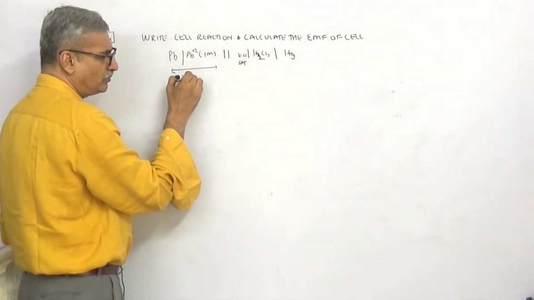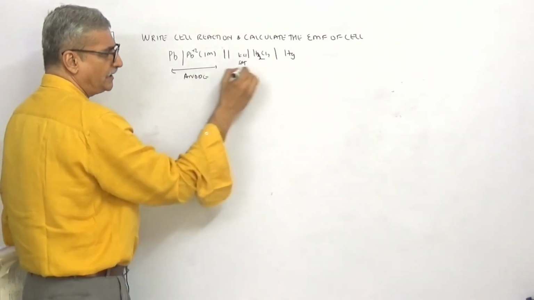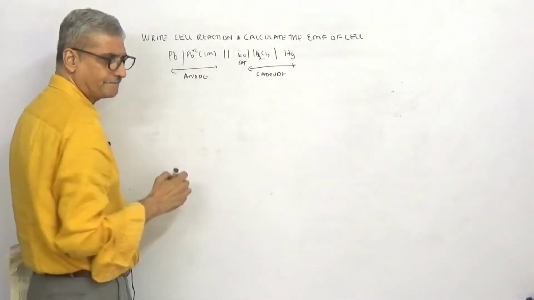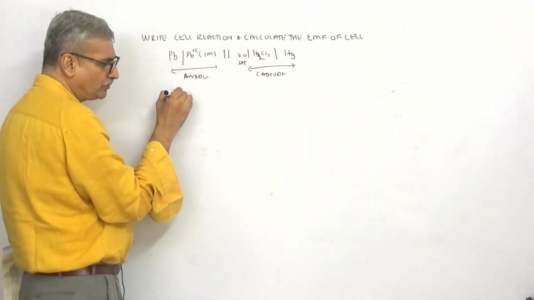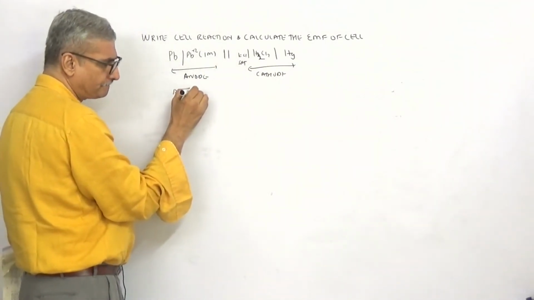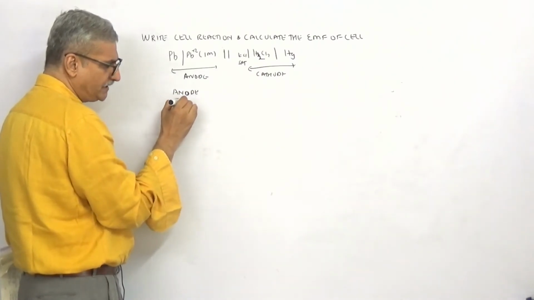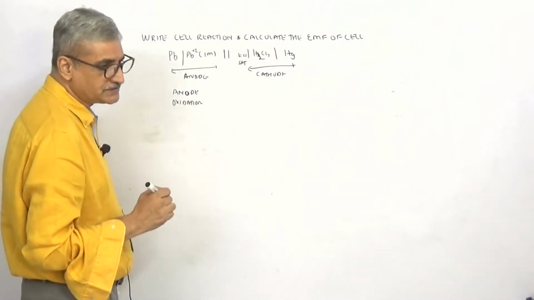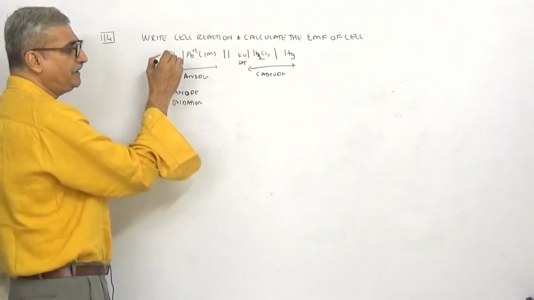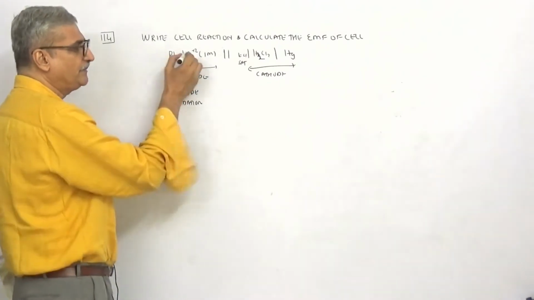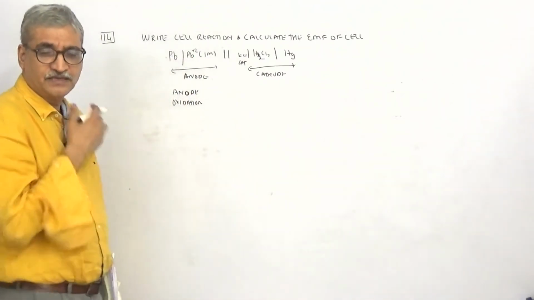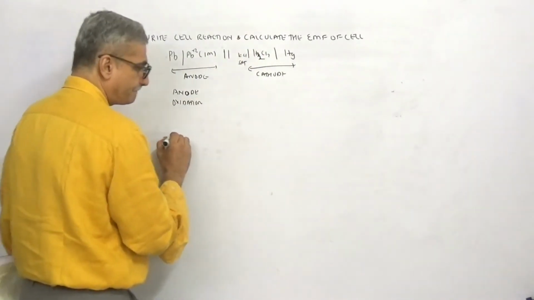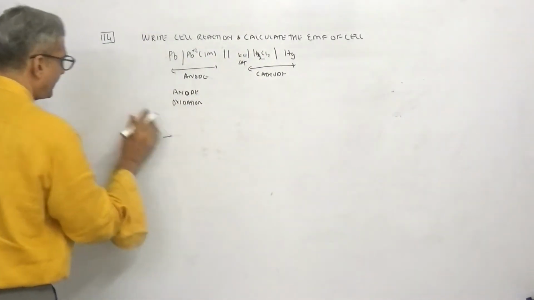This is anode and this is cathode. So at the anode, what we are expecting is oxidation. Now if you don't understand whether Pb to Pb plus 2 is oxidation or Pb plus 2 to Pb is oxidation, remember in 11th I had taught you number line method. We'll revise that today.